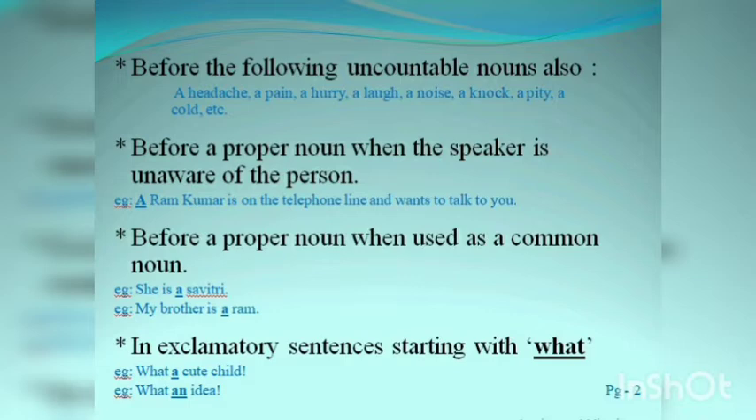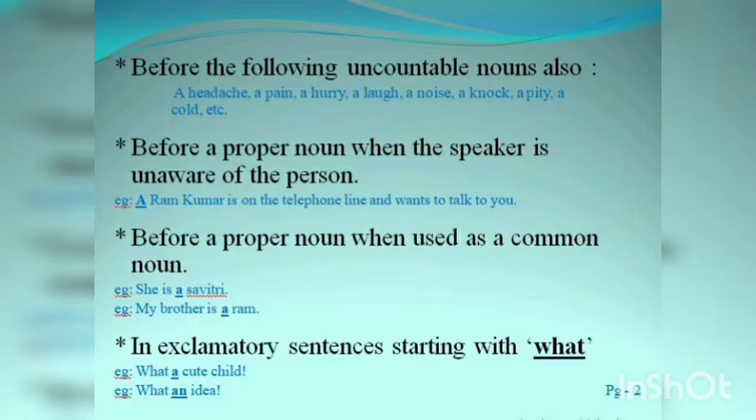Next rule, before the following uncountable nouns also. Before uncountable nouns generally we don't use any of these three articles, neither a or an nor the. But these following nouns are exceptional ones, and before them we use indefinite article. For example, a headache, a pain, a hurry, a laugh, a noise, a knock, a pity, a cold, etc.